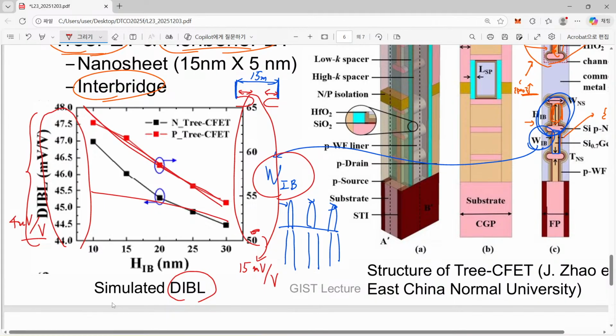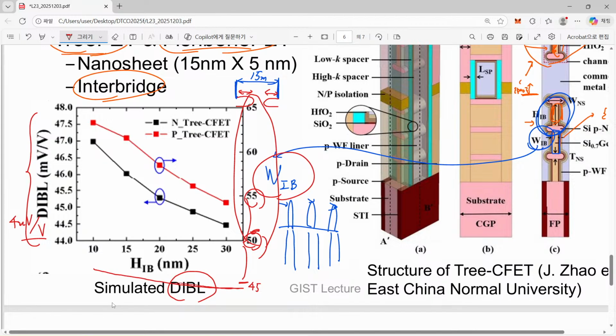For example, if we just align them instead of using a separate axis for the left one, let me just draw it. Here we have 50, 55, so where do we have 45? Yes, maybe we will have 45 somewhere here. And our graph for NFET starts from 44.5 and ends at 47. So we will have just this black line. This is the line for NMOSFET, and this one is the line for PMOSFET.